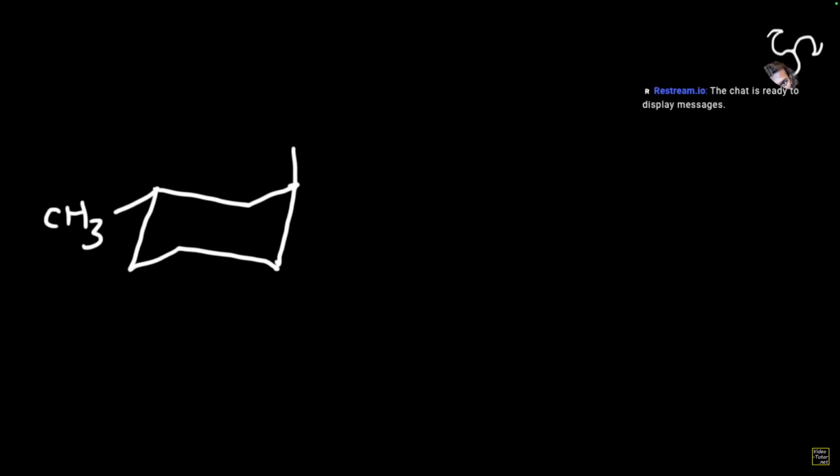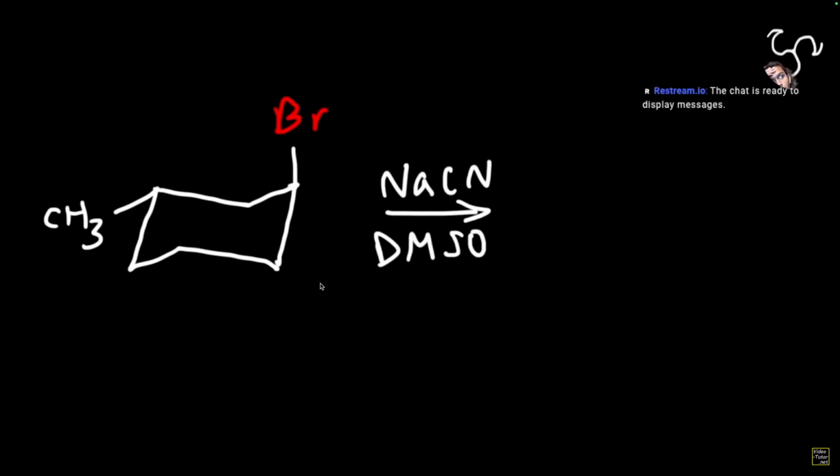Now here's another example. So let's say we have the chair conformation of 1-bromo-3-methylcyclohexane. Let's say the methyl group is in the equatorial position and the bromine atom is in the axial position. Draw the major SN2 product for this reaction. Let's use sodium cyanide in DMSO, dimethyl sulfoxide, which is another type of polar aprotic solvent that enhances an SN2 reaction. So go ahead and predict the major product for that reaction.